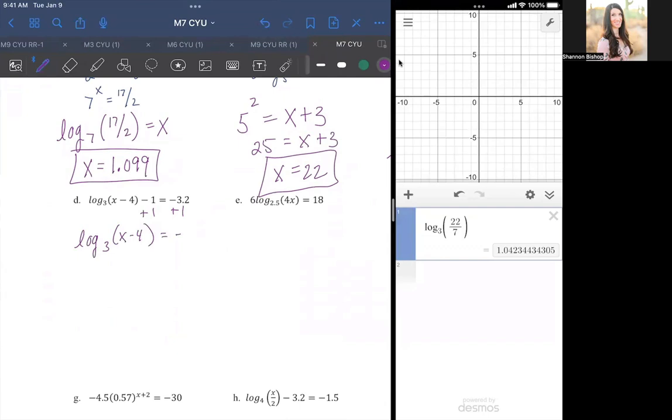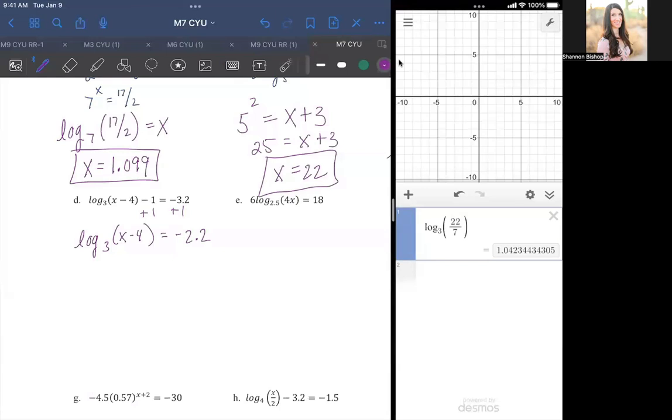And now what is that? -2.2. Okay, now this is when you're looking at it and you're like, okay, well, now what? I don't know. I feel like I'm stuck. No, you're not stuck. That means it's ready. All that's left is the base, the exponent, the power, and the desired result. You have everything that you need to write it in its inverse form.